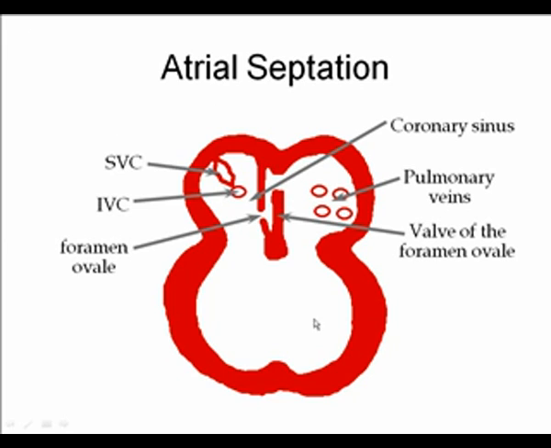So now we can see the atria formed, the superior vena cava and inferior vena cava emptying into the right atrium, the blood going from there through foramen ovale, through the ostium secundum into the left ventricle. The coronary sinus would also be located in this particular region.